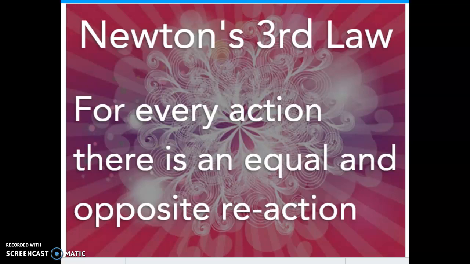Now, if you take that same bouncy ball and you throw it at the ground as hard as you can, you know that the ball is going to bounce way over your head because you have now put more force into the ball. And when the ball hits the ground, it's going to react with equal and opposite force, and it's going to come back up off the ground and bounce much, much higher into the sky.